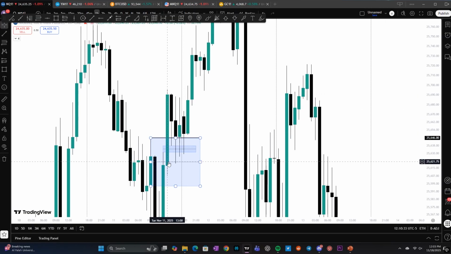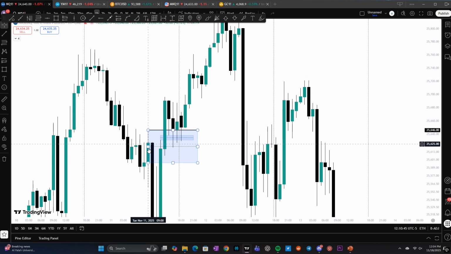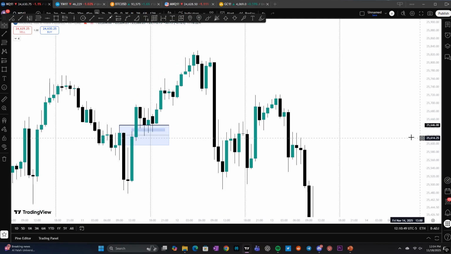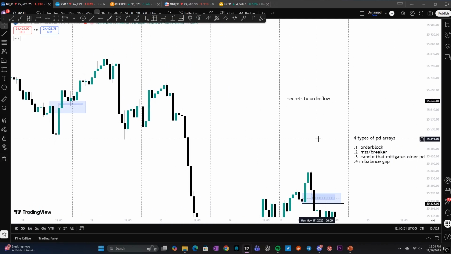The candle that gets displaced through is important. Also, the candle that is displaced is very important. The whole range, this price range, is very important. That is a very important setup right there.